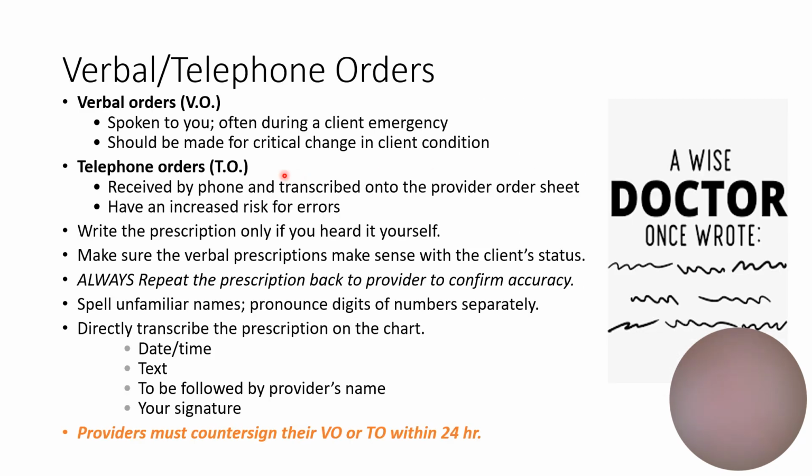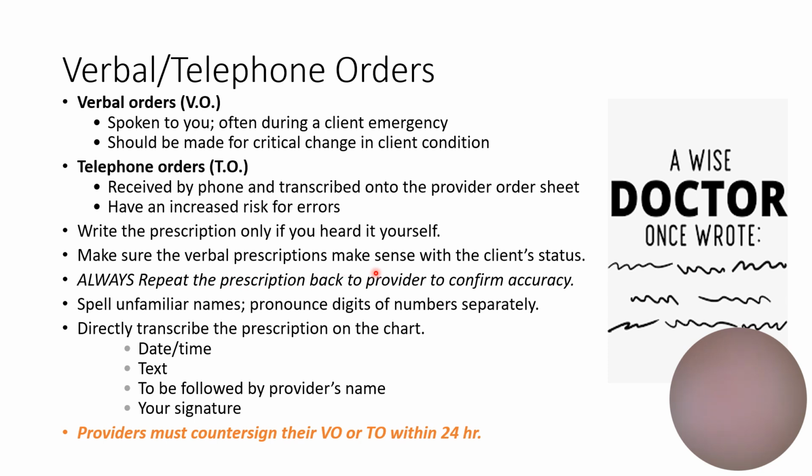So verbal and telephone orders. Verbal orders, or VOs, are spoken to you often during a client emergency, and they should be made for critical change in the client's condition. A telephone order, or TO, received by phone and transcribed onto the provider order sheet, has an increased risk of errors. Write the prescription only if you have heard it yourself.